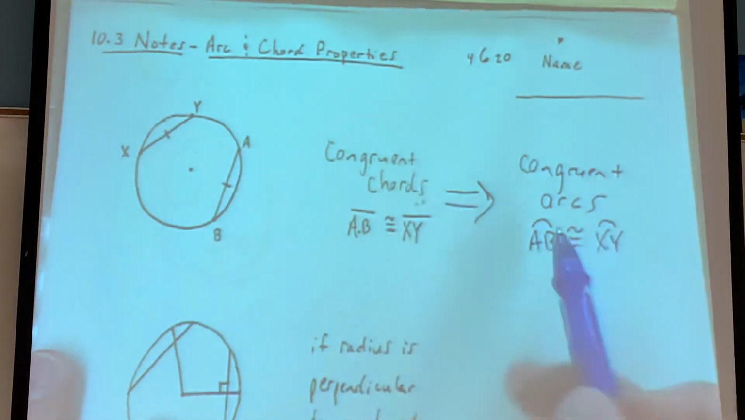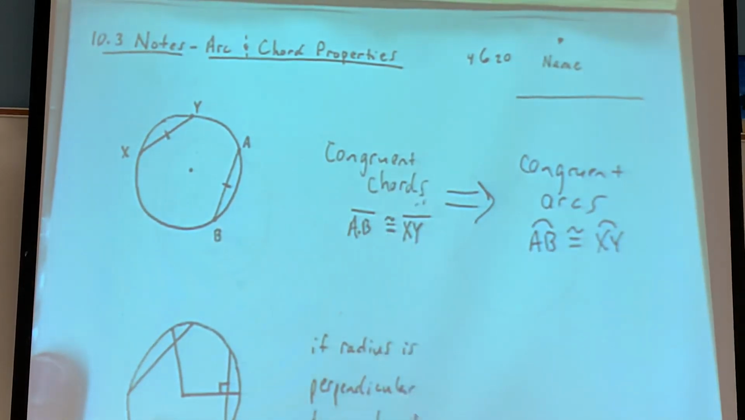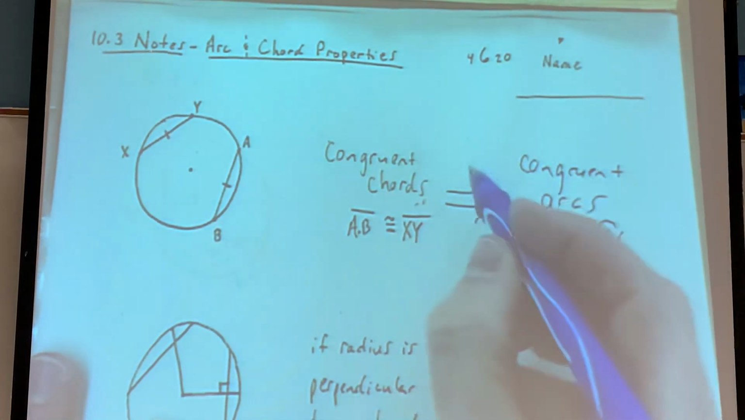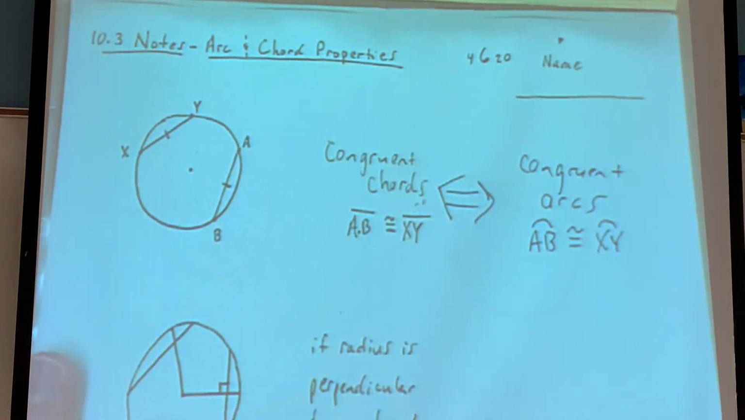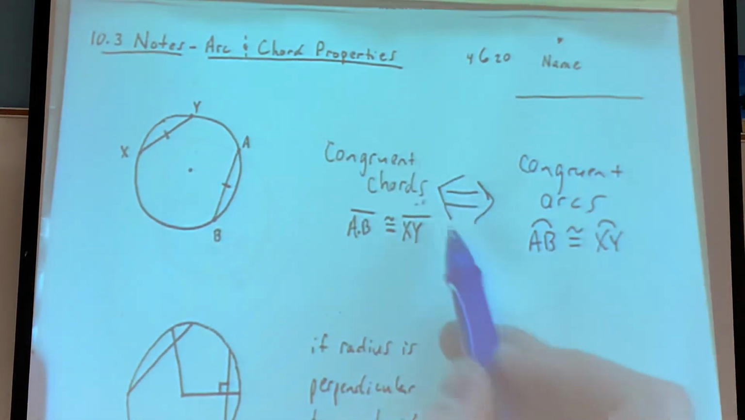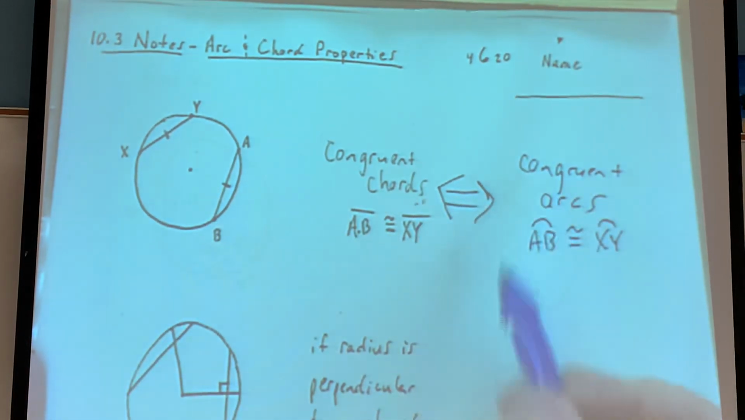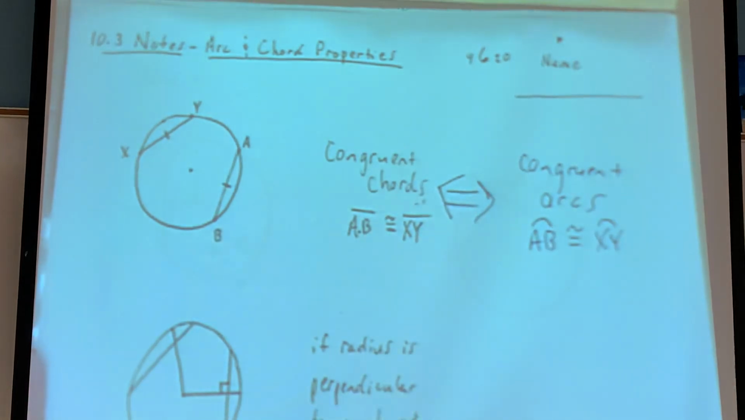Now this property also works in reverse, or the other way around, or the converse. So if you knew the arcs were congruent, then the chords would also be congruent. So remember, this is like an if and only if. It works conditional and converse, forwards and backwards.